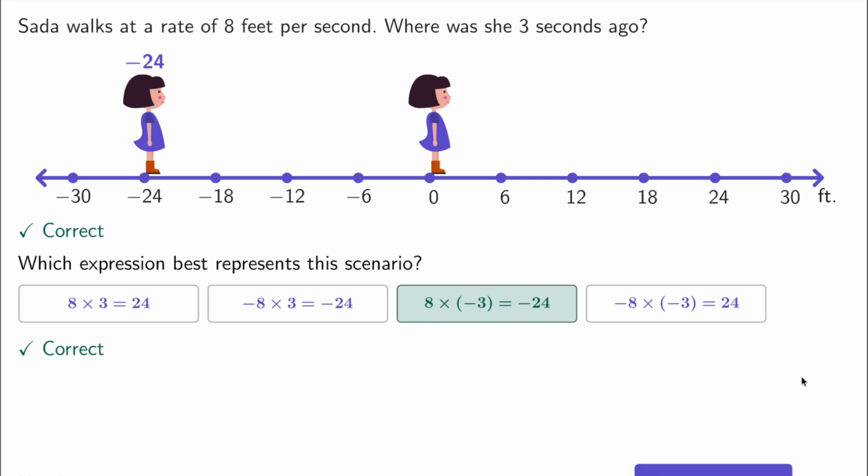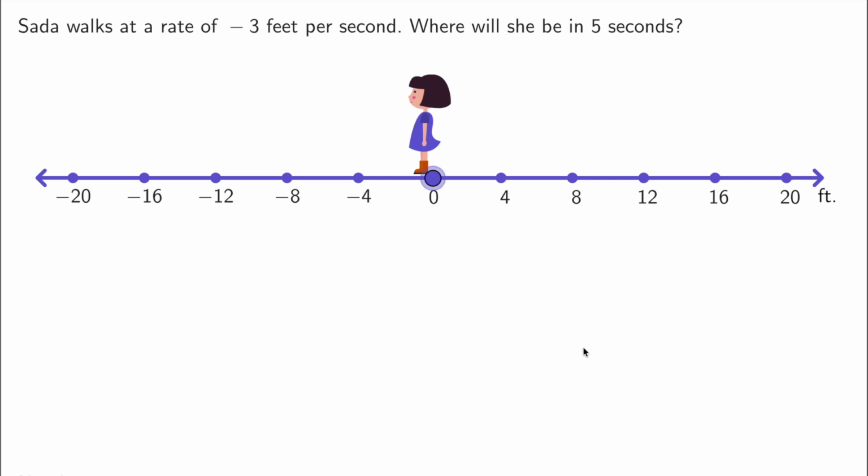Let's understand this with the help of a few other examples. The second example says Sada walks at the rate of minus 3 feet per second. Minus 3 per second means she is walking in the negative direction. So that is why her speed is minus 3 feet per second. Minus here indicates the direction and not the speed. It's minus 3 feet per second, where will she be in 5 seconds?